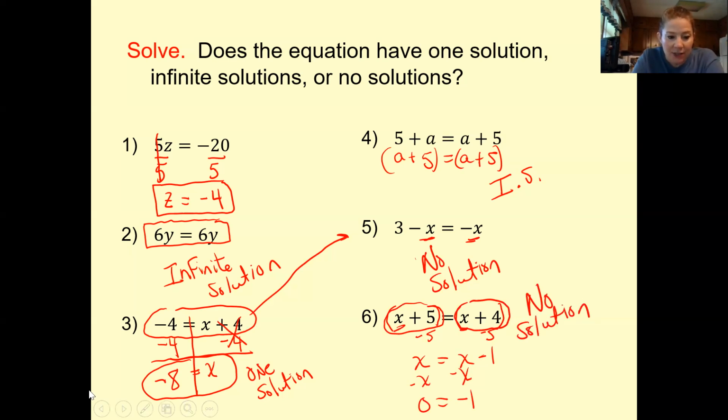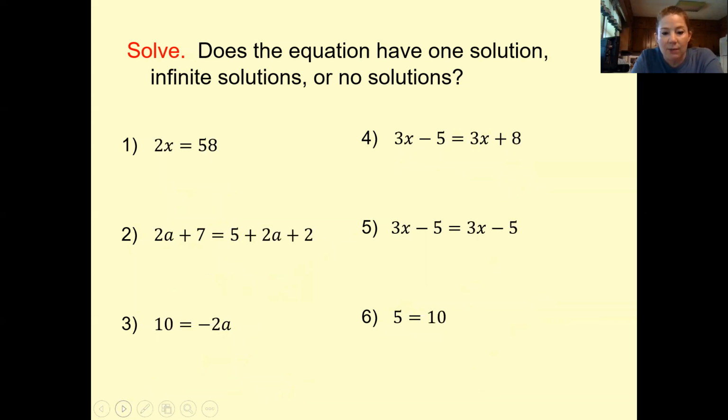All right, how you guys doing out there? All right, what about these 6? Have you tried these? So number 1, I only have one variable I see. So how do I get rid of times 2? I'm going to divide both sides by 2. So 2 divided by 2 is 1. So 1 times x is x, and I would get 29, I believe.